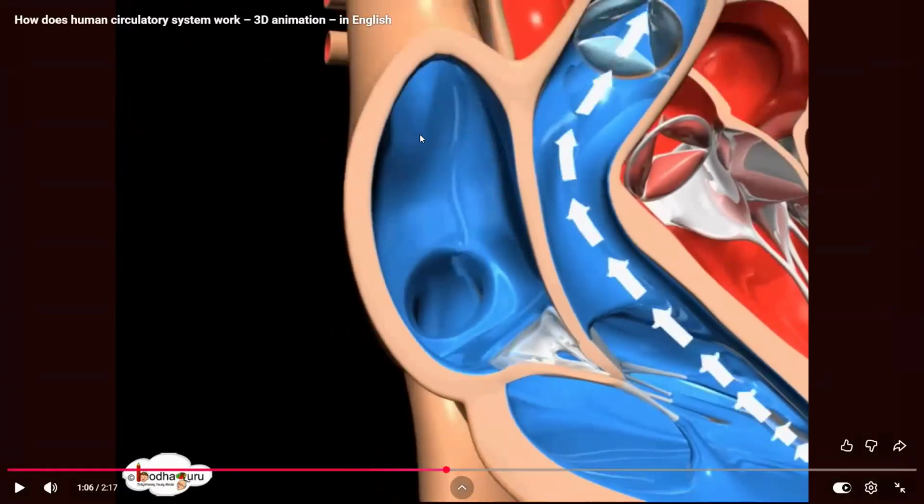Now, can you see this is the right atrium. This is the right ventricle. What is this valve here? Tricuspid valve. Can you see here? This is the tricuspid valve. Okay. And here now this transports to the pulmonary artery.